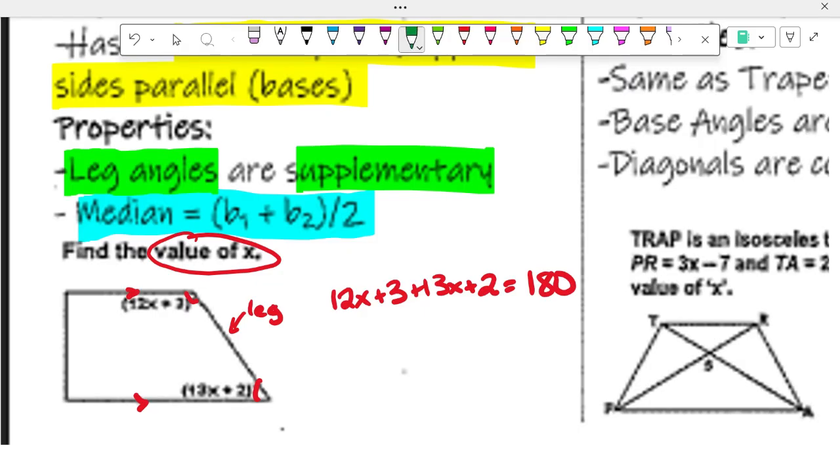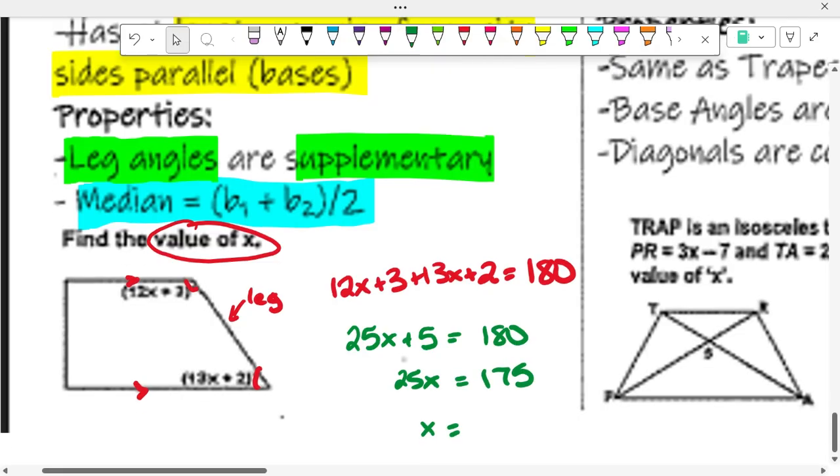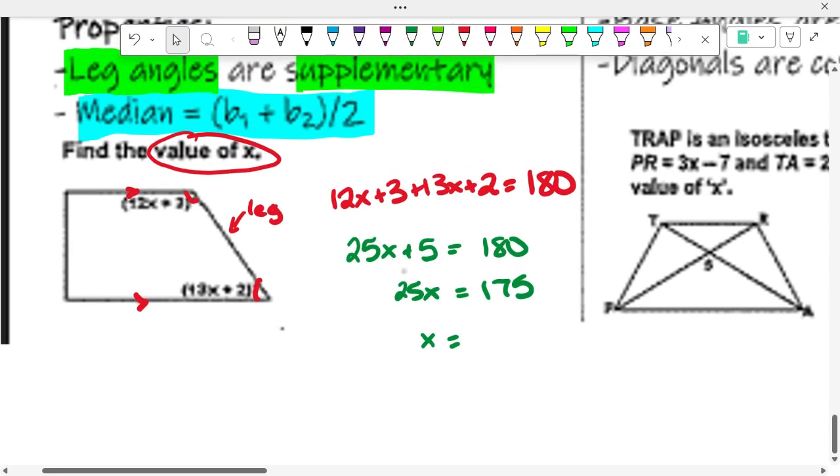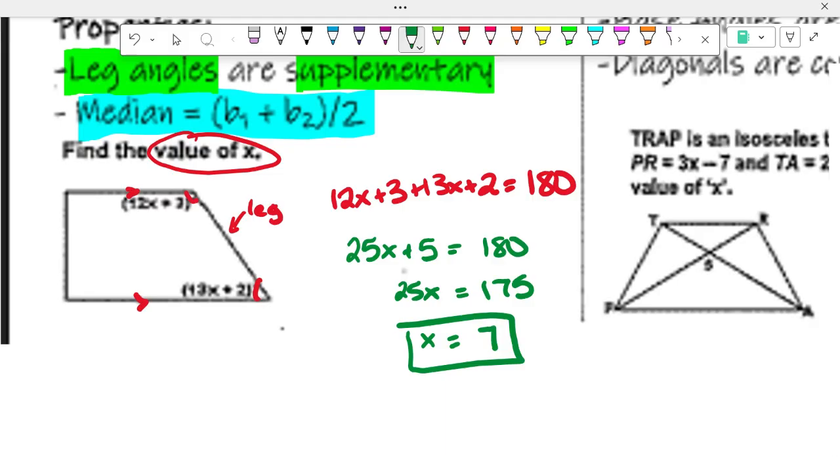So if I combine like terms, I get 25x plus 5 is equal to 180. Subtract the 5, I get 25x is equal to 175. So what's x equal if I divide both sides by 25? It'll be 7. So x is equal to 7 here. Now, that's a general trapezoid.